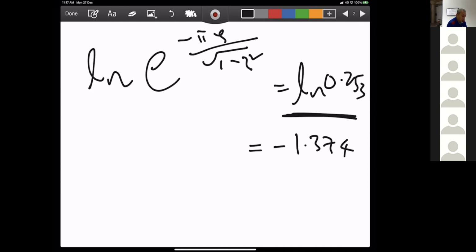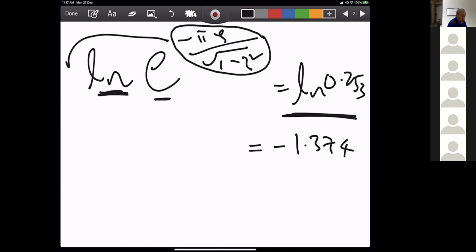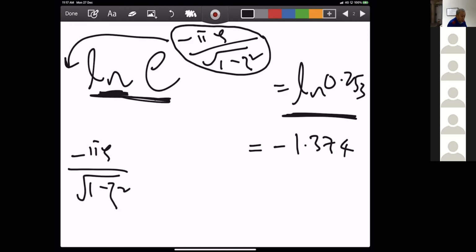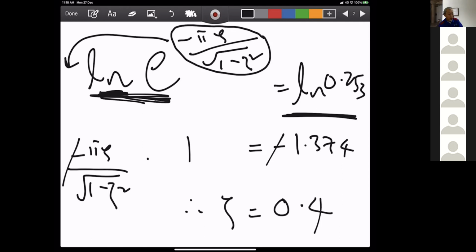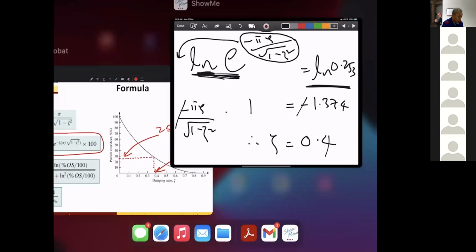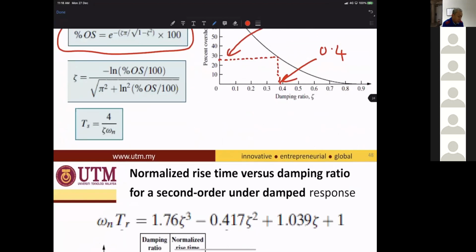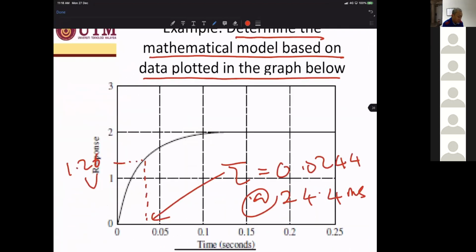Since this one is the natural logarithm and this is the exponent, you can bring it to the left. And the natural logarithm of e is 1, so the negatives cancel out. You simplify, and you get zeta equal to 0.4. Right? Do you understand? Understand, Prof.